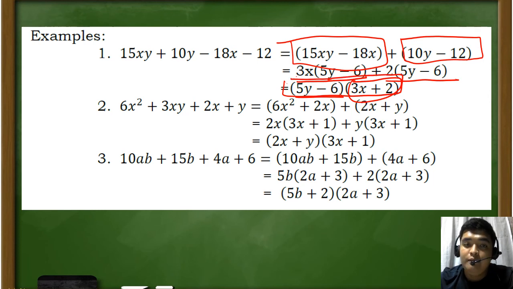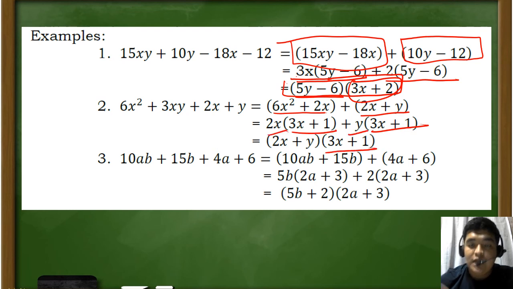Simple, right? Then for this one, we just combine 6x squared and 2x in the grouping. Then 2x plus y. Then we use the GCF again. We have 2x and then 3x plus 1. Since 3x plus 1 is common, we take it out once, and combine 2x and y. So it is the same with number 3.